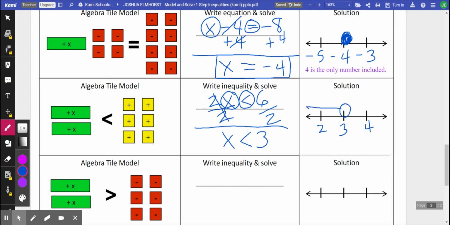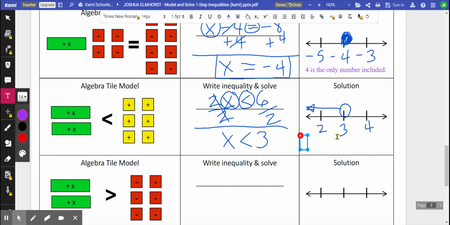So we're going to go to the left, and it's not going to be shaded. So let's put in our statement here. It's not shaded because it's not equal to. So any number that is less than 3, but not including 3 for our answer. Okay.